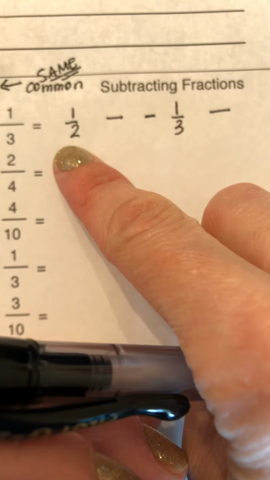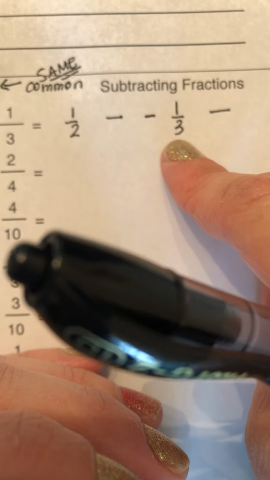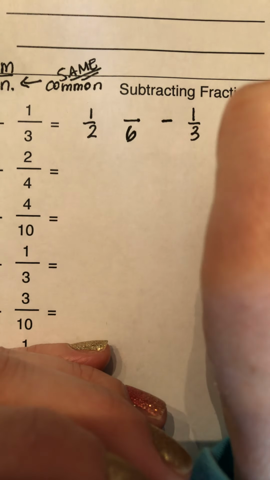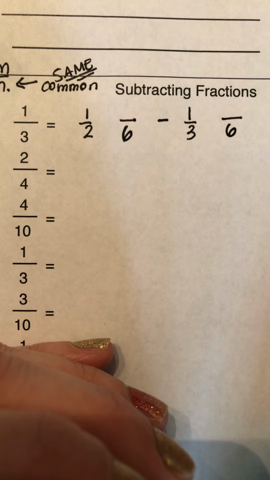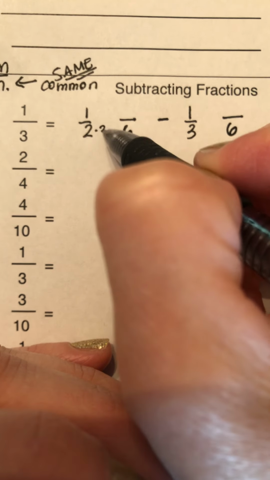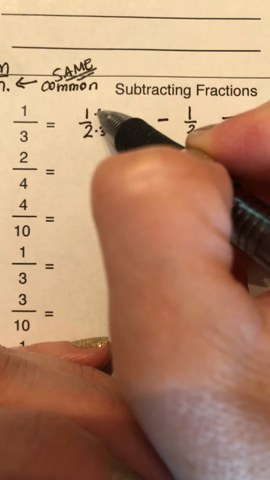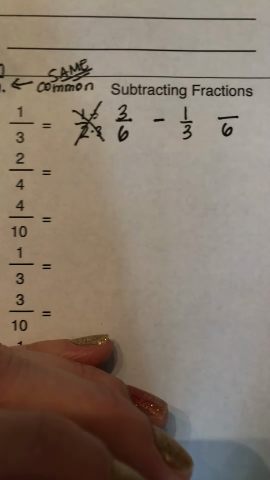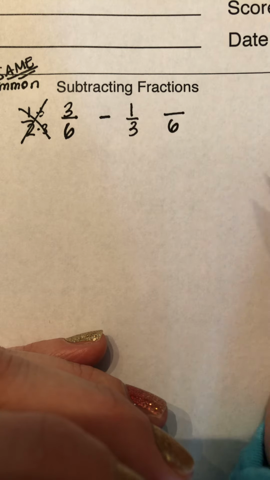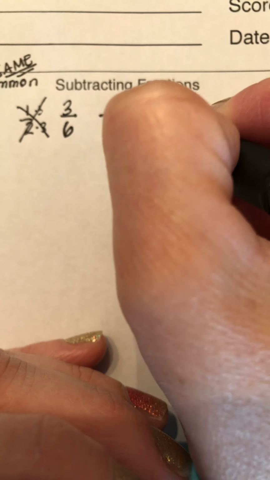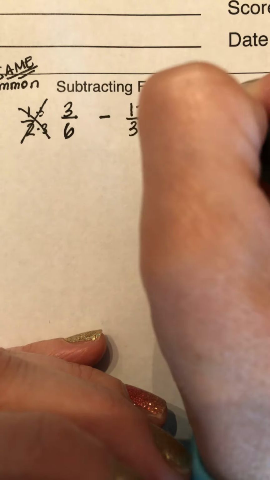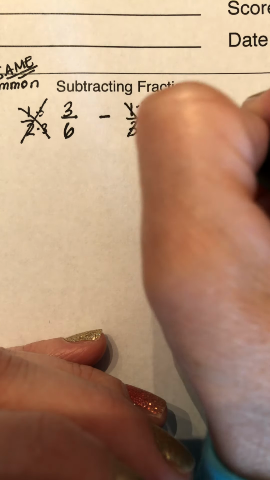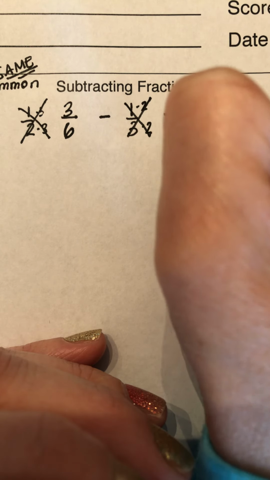We look at those two numbers, and what number do 2 and 3 both go into? They both go into 6. So I'm going to put a 6 here on both. We want our common denominator to be 6. 2 times 3 gave me 6, so I'll say 1 times 3, and that is 3/6. I'll cross that out. And then for 1/3, to get to 6, 3 times 2 gives you 6, so 1 times 2 is 2. Cross this out. So now I have 3/6 minus 2/6 equals 1/6.